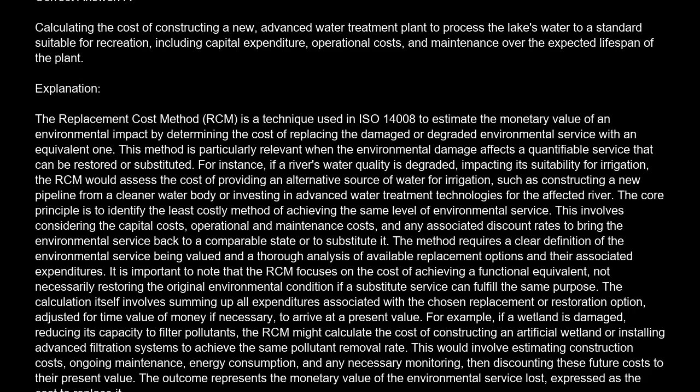For instance, if a river's water quality is degraded, impacting its suitability for irrigation, the RCM would assess the cost of providing an alternative source of water for irrigation, such as constructing a new pipeline from a cleaner water body or investing in advanced water treatment technologies for the affected river. The core principle is to identify the least costly method of achieving the same level of environmental service.